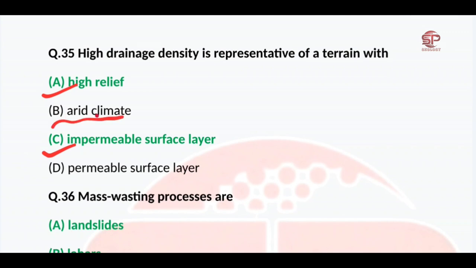And arid climate, you will get higher density of ephemeral streams. If it is a permeable surface layer, then there is not much flow, so there will be no greater stream length. So that will not produce a higher drainage density condition.